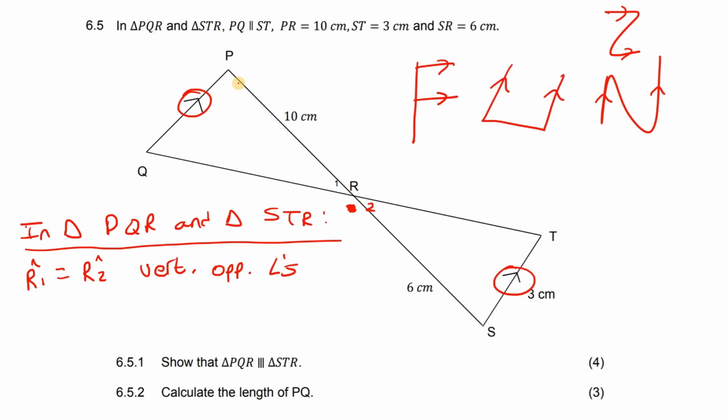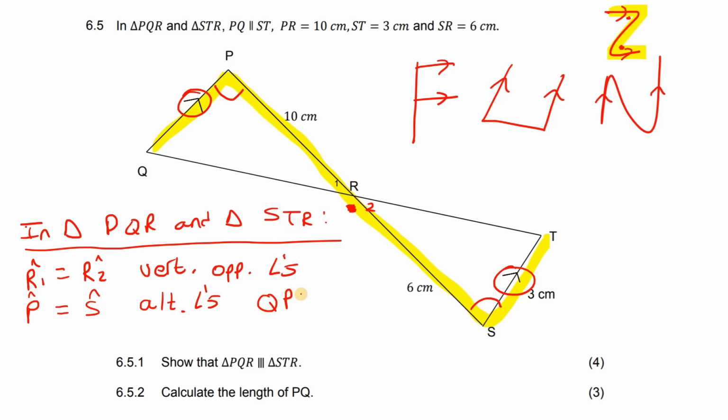The next thing is, if you look here, can you see the Z? What we know from a Z is that the alternate corner angles are the same. So that's this angle and this angle. So we could say that angle P is the same as angle S, and that is because these are alternating angles, and that is because the side QP is parallel to ST.